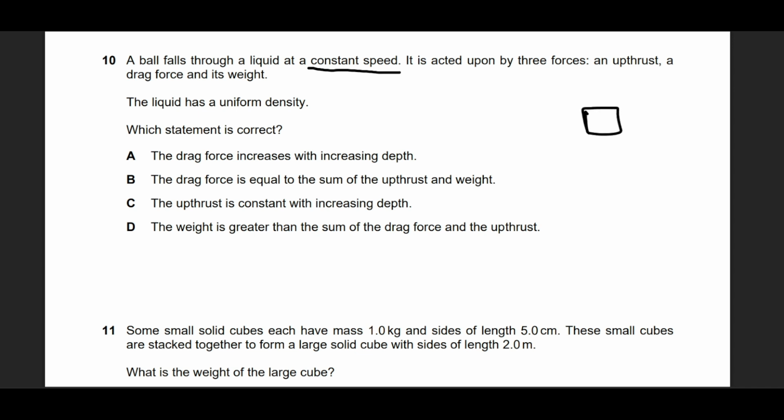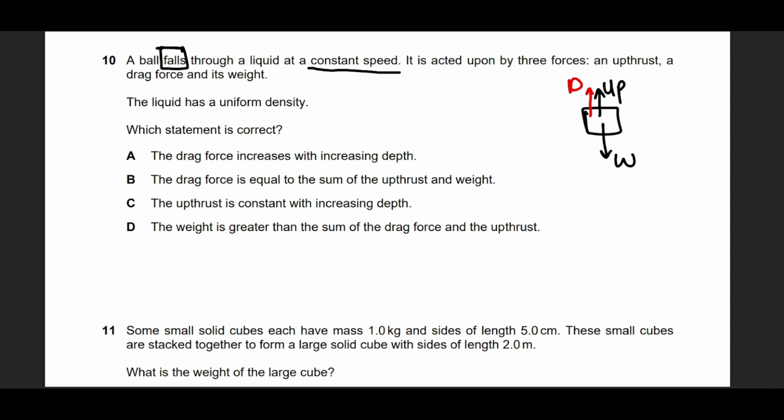So we have an object that has an upthrust, which will be up. We have drag, let's draw that later, so that we have weight. Now, if this is falling through liquid, the drag opposes the motion, which means that if the object is moving down, the drag will be upwards.